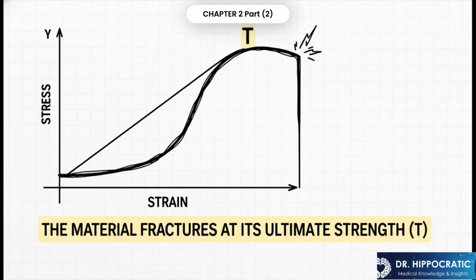And if we just keep on applying force, the stress builds and builds to a maximum point, T, and then, snap, the material fractures. The amount of stress it took to get to that point is the material's ultimate strength. It could be its ultimate tensile strength if we were pulling, or its ultimate compressive strength if we were pushing.